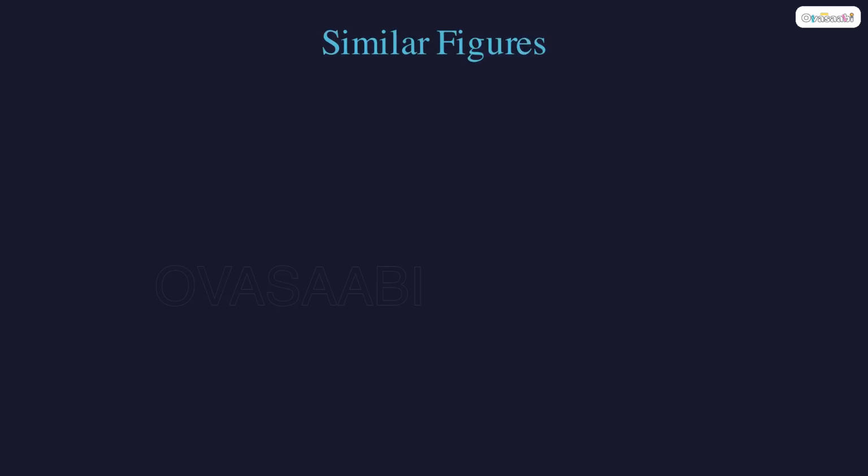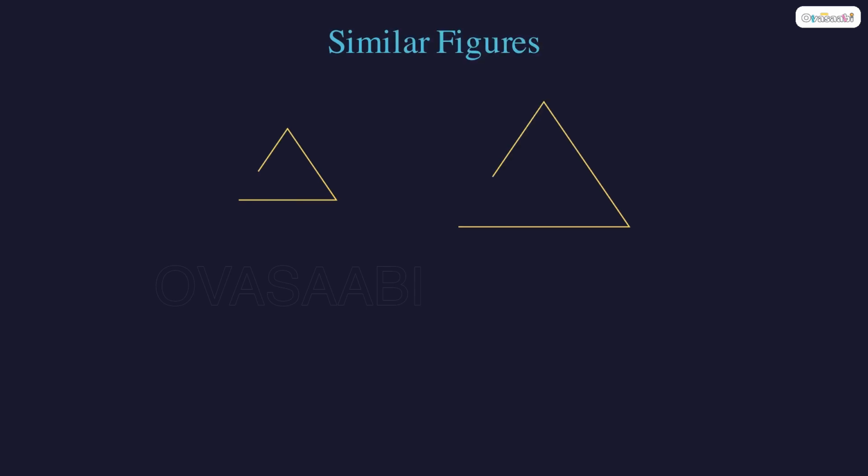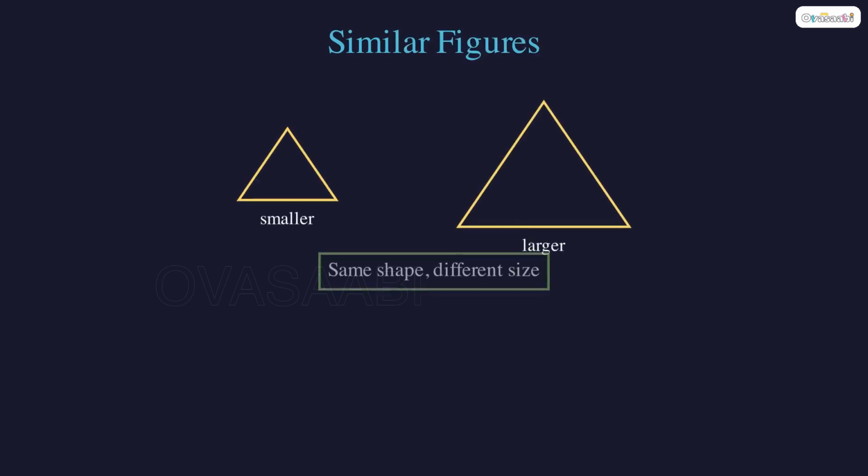Have you ever zoomed in on a photo? The picture gets bigger, but everything keeps the same shape. That's the idea behind similar figures. Similar figures are shapes that have the exact same shape, but different sizes. Their angles are equal, and their sides are in proportion.